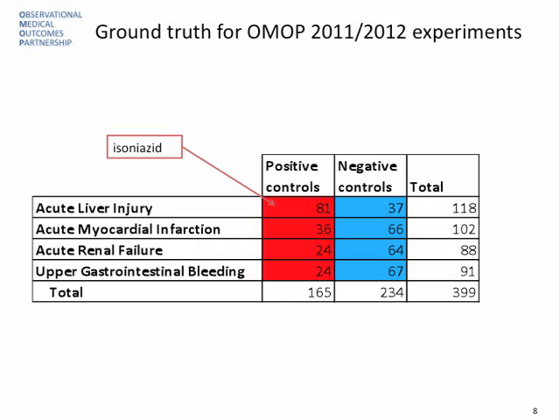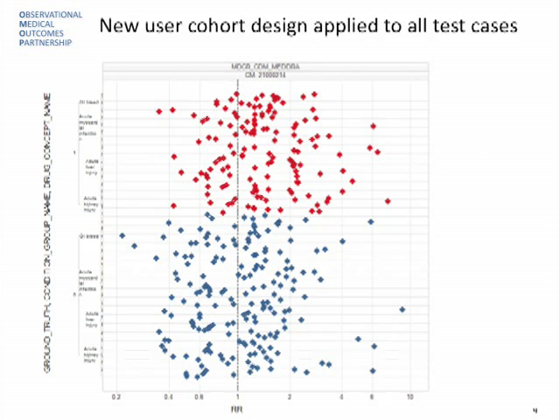And so once we applied, again just as a thought experiment, that new user propensity score model to all 399 test cases, just to see how the estimates shake out, there's how the estimates shook out.